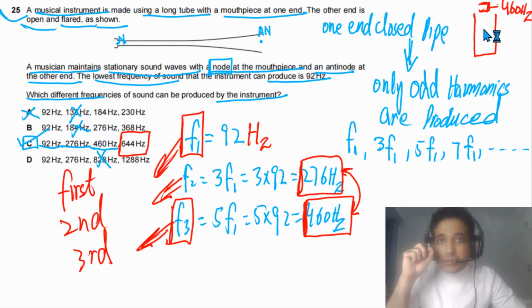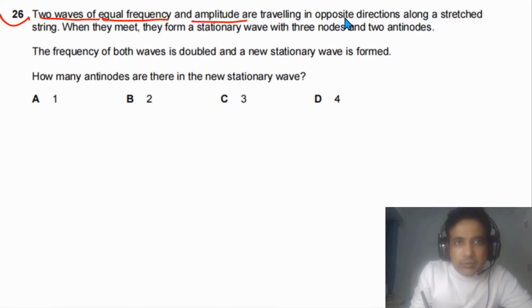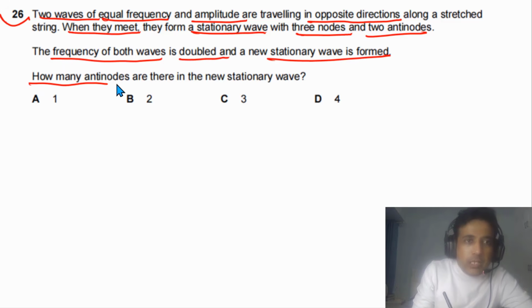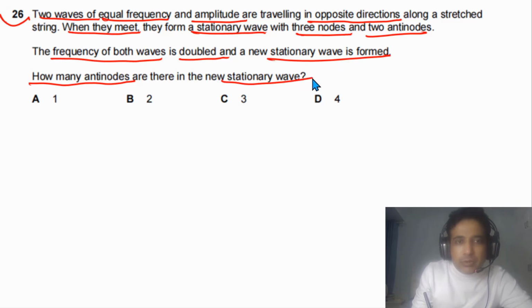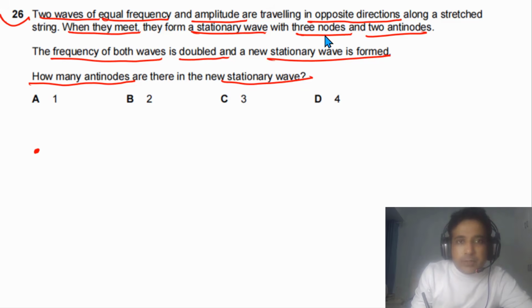Question number 26 says two waves of equal frequency and amplitude are traveling in opposite directions along a stretched string. When they meet, they form a stationary wave with 3 nodes and 2 antinodes. The frequency of both waves is doubled and a new stationary wave is formed. How many antinodes are there in the new stationary wave? So first of all, we can draw the first stationary wave. The first stationary wave has 3 nodes, so we can draw these dots here to represent nodes. 3 nodes we have and 2 antinodes, so here we can draw.